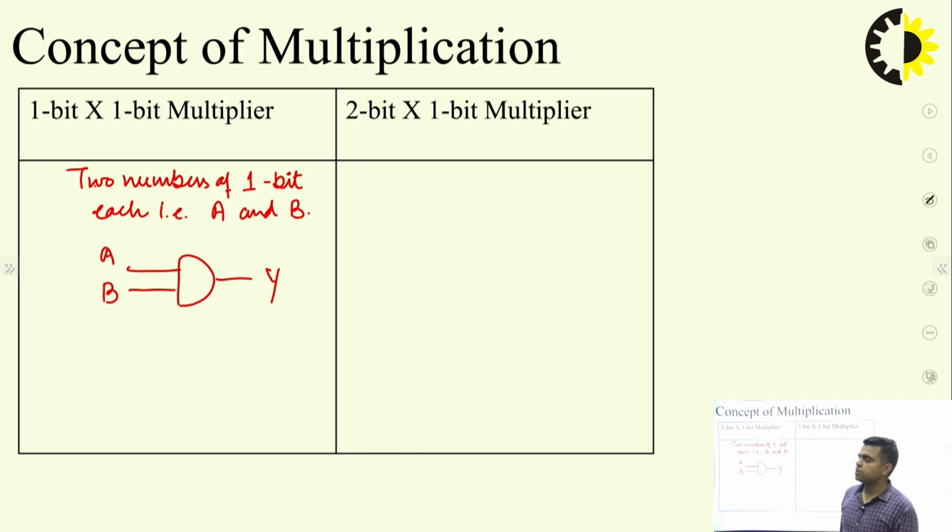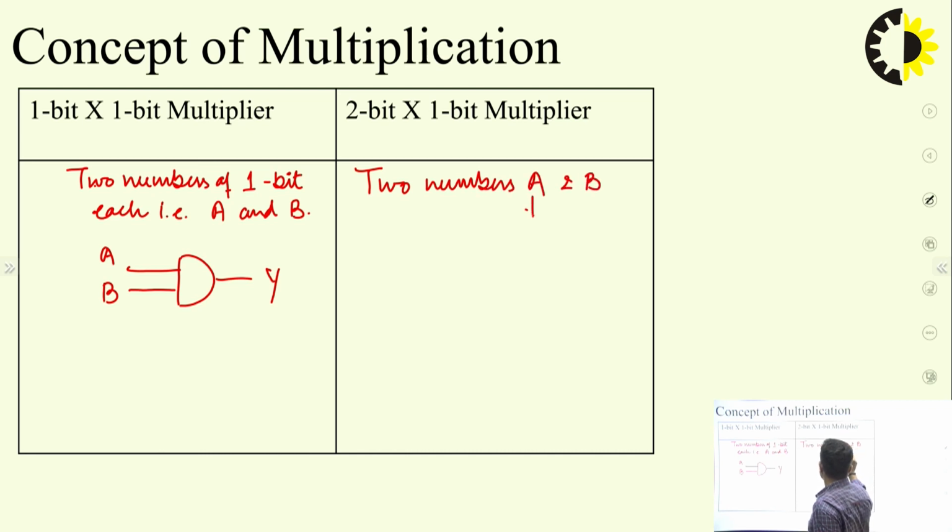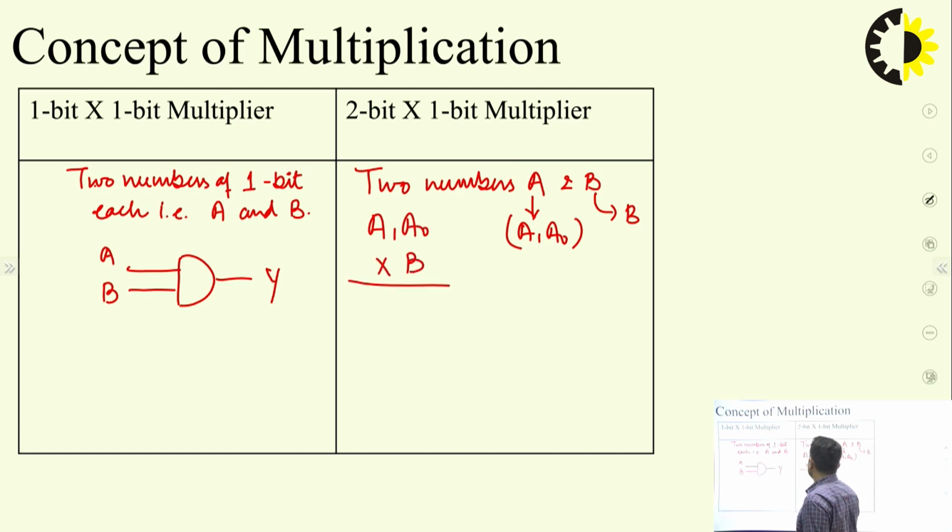Now if we want to extend this concept to 2 bit by 1 bit multiplication, that means there are two numbers A and B, out of which A is of 2 bits. Let's suppose it is a 2 bit number, A1, A0, the generalized representation of these two bits, and B is a single bit number, denoted by B. So if we multiply A1 A0 with B, then the answer would be A0 B0 and A1 B0.